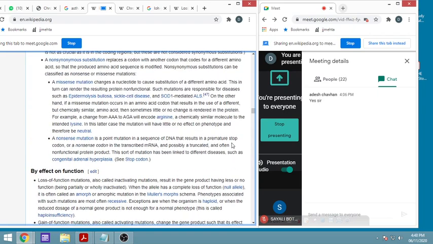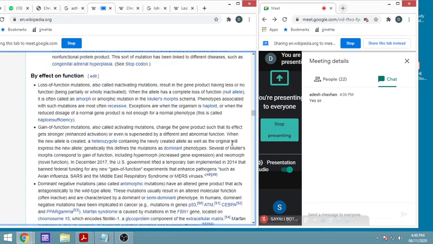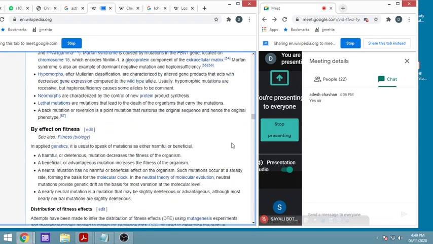Basically the most important thing is that whatever we have done, it can cause total loss of function, it can cause gain of function, or there is no big change in the function. These three things can occur. And the same goes for fitness: it can have a harmful or deleterious effect on the fitness of the organism. We have seen so many diseases for that. It can also cause a beneficial or advantageous mutation which increases the fitness.